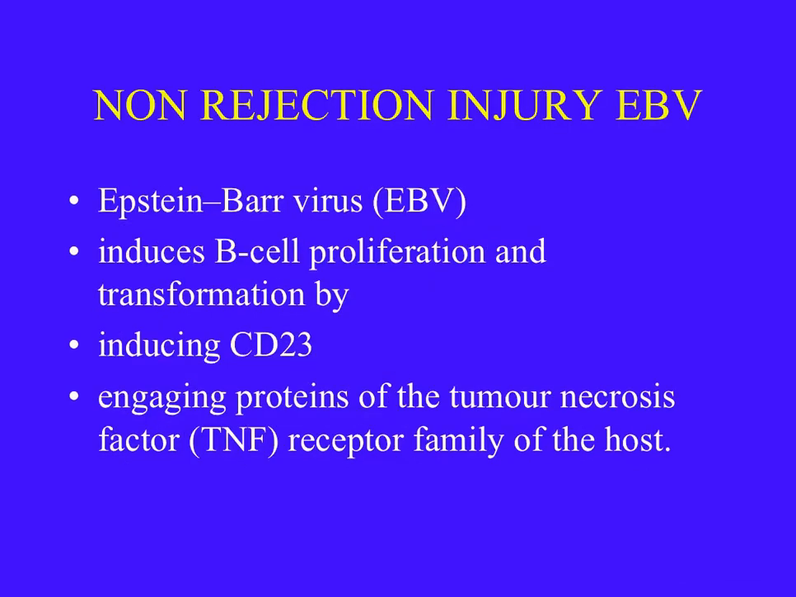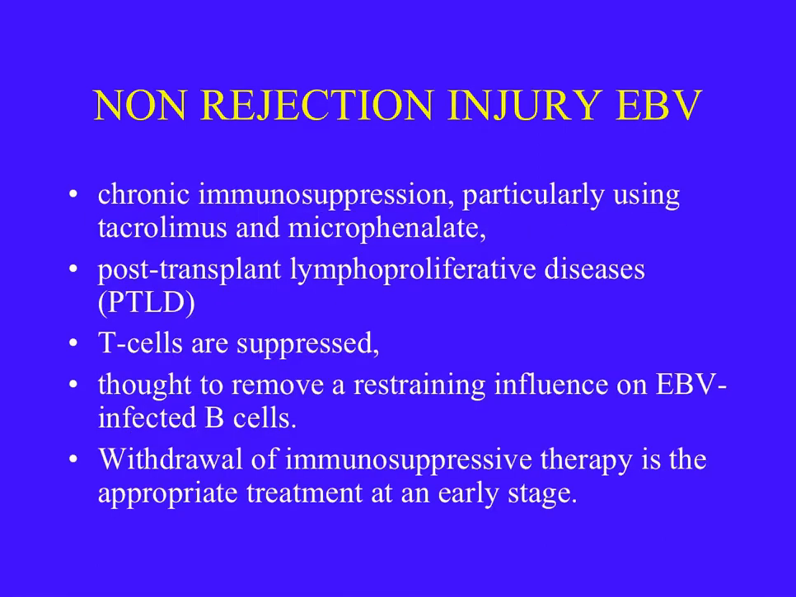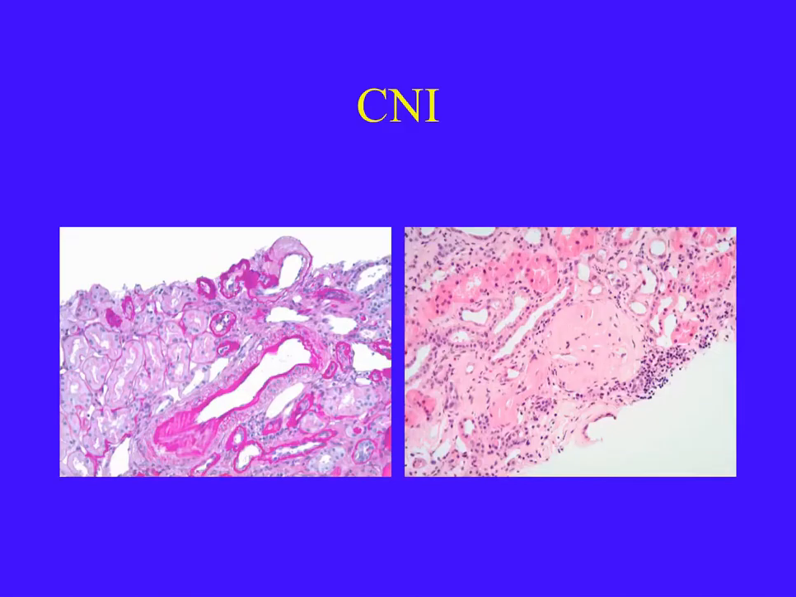Another virus that may affect the grafts is the Epstein-Barr virus, which induces B-cell proliferation and transformation. Chronic immunosuppression, particularly using tacrolimus and mycophenolate, may give rise to post-transplant lymphoproliferative diseases. The T cells are suppressed and thought to remove a restraining influence on the Epstein-Barr virus, which affects the B cells. Withdrawal of the immunosuppressive therapy is the appropriate treatment at an early stage.